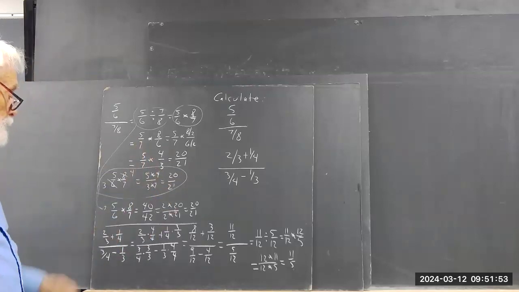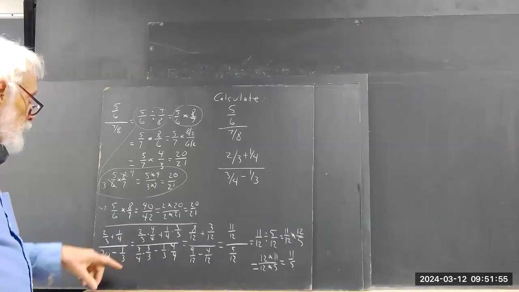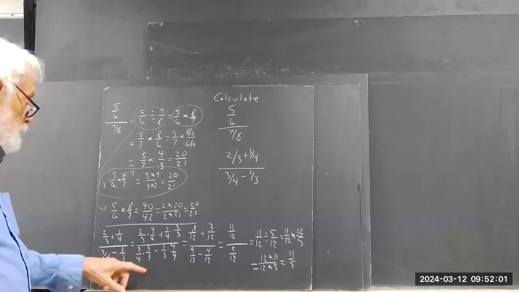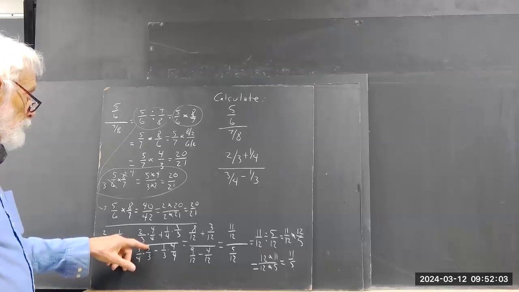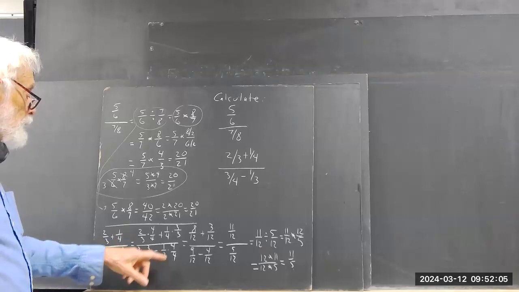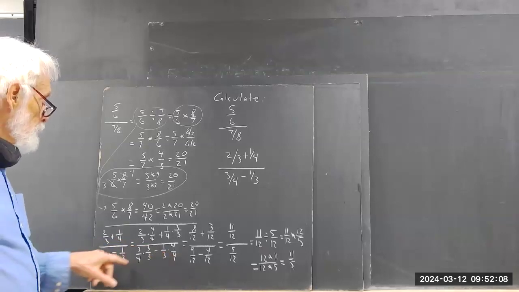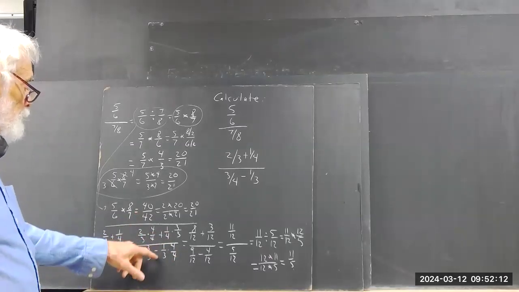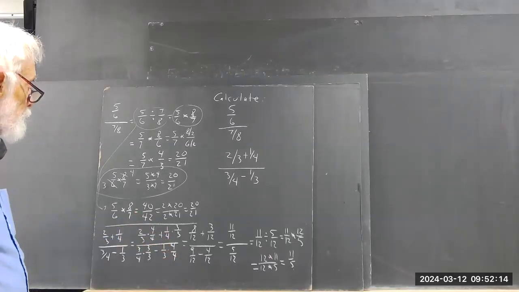Okay, well, down here we do the same thing. We're going to have a common denominator again of 12. We're going to have to multiply 4 by 3 to get a denominator of 12. So we multiply 3/4 by 3 over 3. And we have to multiply this 3 by 4 to get a denominator of 12. So we multiply this fraction by 4 over 4.